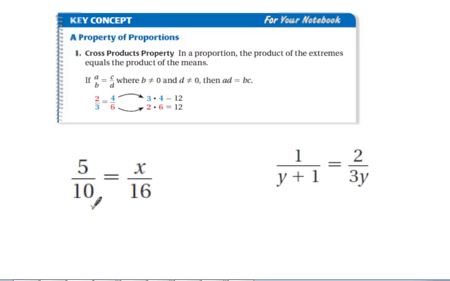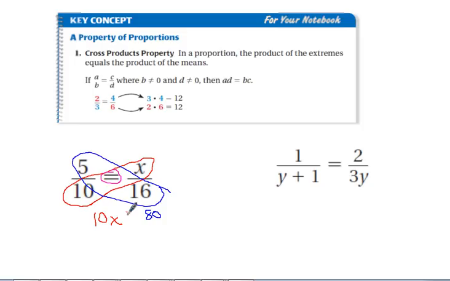So for example, when we had this proportion here, we would cross-multiply right here and that value became 10x. We would then cross-multiply the other way, 5 times 16, which equaled 80. We have an equal sign in the middle, so we want to keep that, and we get 10x equals 80. Then we solve for x. In this case, we would divide by 10 and get an answer of x equals 8.